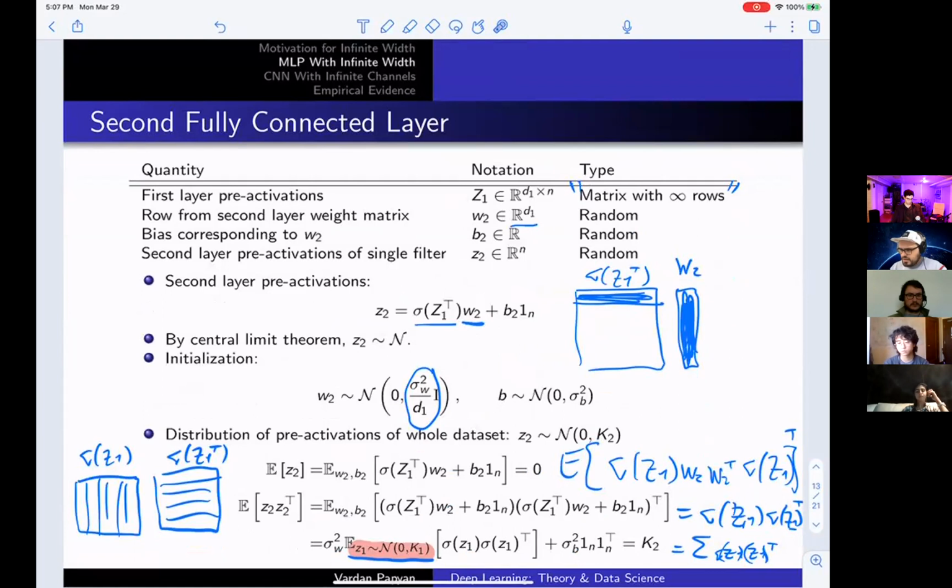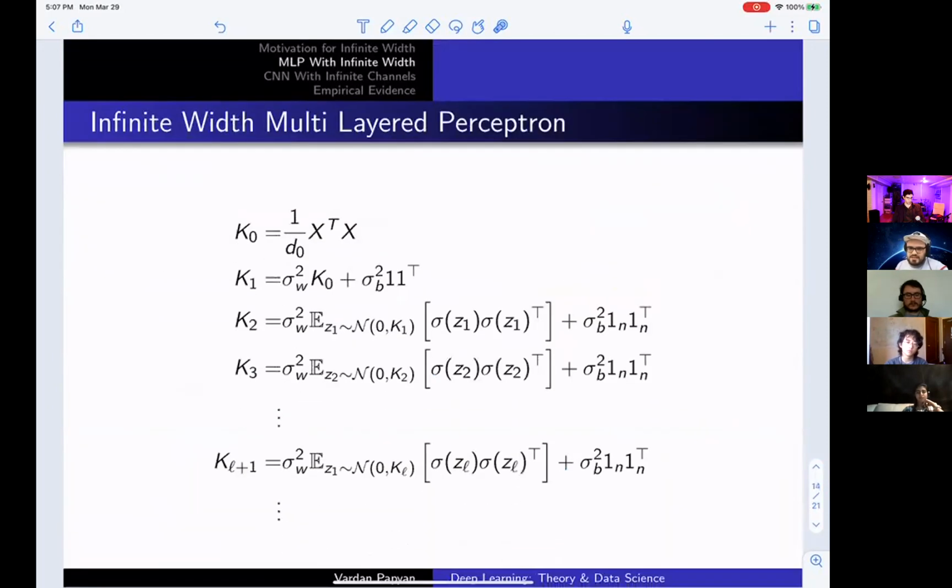So if there's one thing that you should take away from this slide, it is that at the end of the day, what we've managed to claim was that Z2 has an expectation 0 and a covariance which is equal to this quantity. And what we're going to do is call this K2. So let me just show you a clean summary of what is being claimed. You see, this is why you need slides in courses, because otherwise it's very hard to create a clean summary.